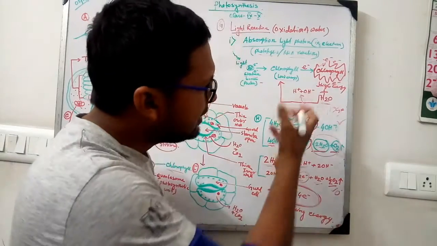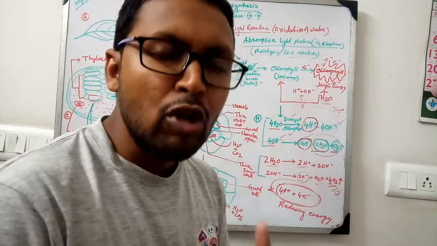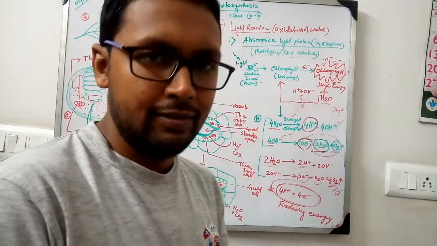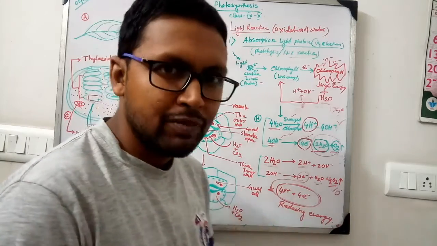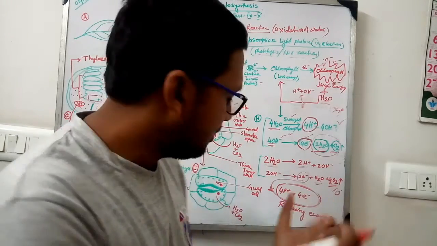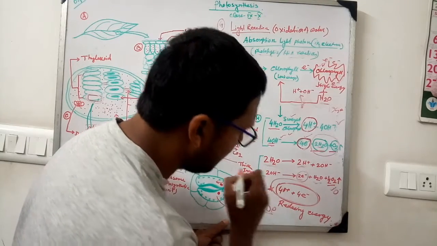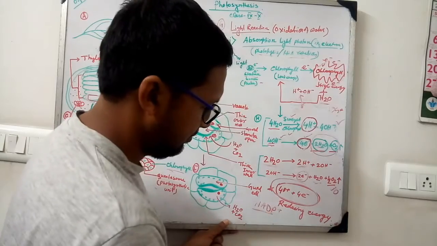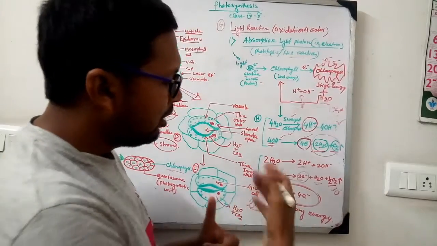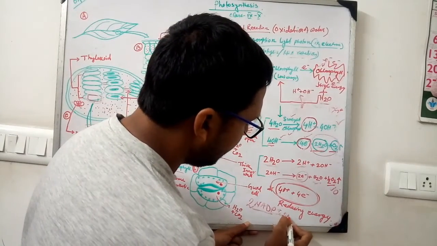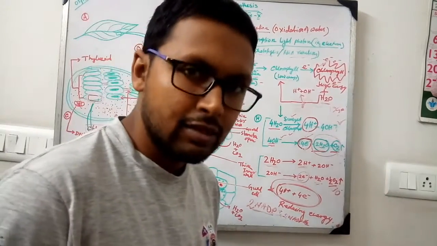why reducing energy? This electron and proton will be utilized in the next stage for the reduction of NADP, nicotinamide adenine dinucleotide phosphate. NADP is present normally in NADP plus condition. So 4 electrons and 2 NADP plus molecules will be reduced to NADPH2 molecules. In the next stage we will discuss it.